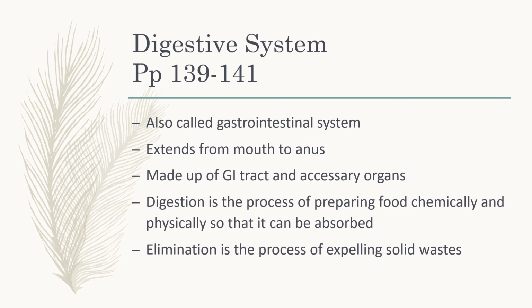Digestive system is also called your GI system. It extends from your mouth to your anus. It's made up of the GI tract and the accessory organs. Digestion is the process of preparing food chemically and physically so that it can be absorbed. Elimination is the process of expelling those wastes.